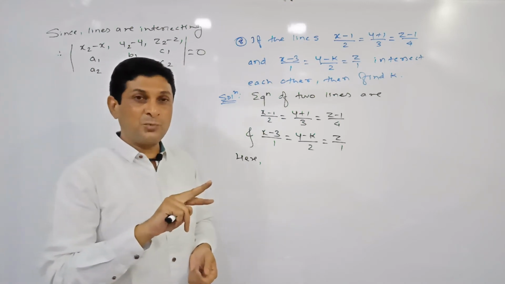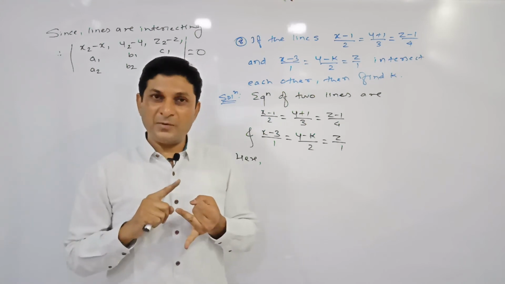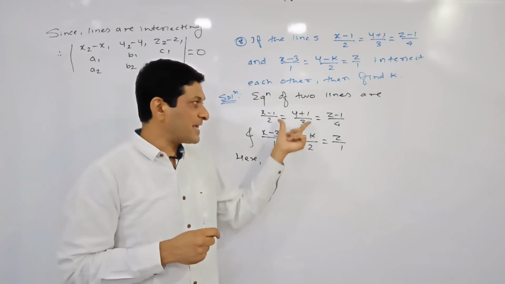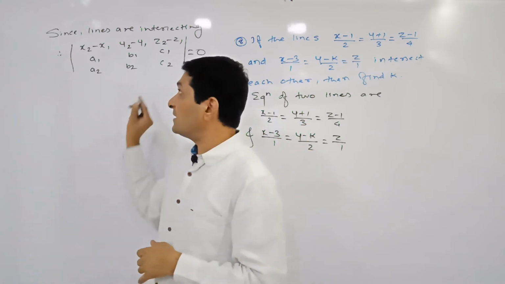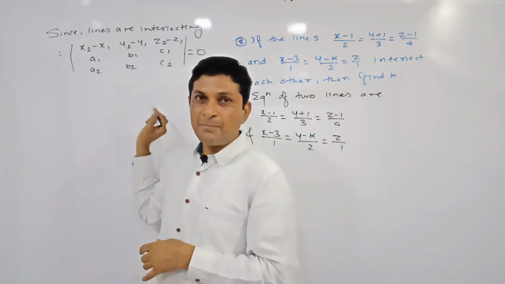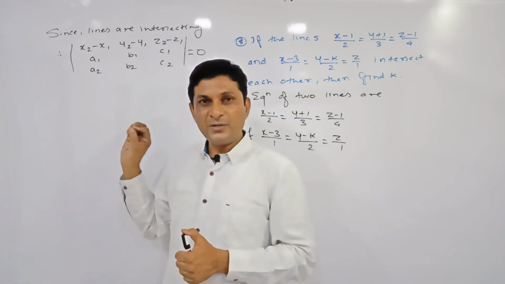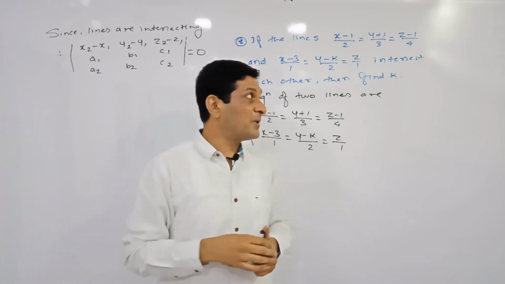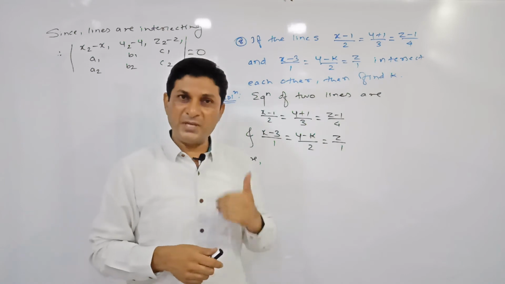In both the cases, whether the equations of lines are in vector form or in Cartesian form. As the given two equations of lines are in Cartesian form, if the two lines intersect each other, we have seen that the value of this determinant is equal to 0. We apply this condition if the equations of two lines are in Cartesian form. Already we have proved this result. Now let us apply this result to find our unknown value, k.